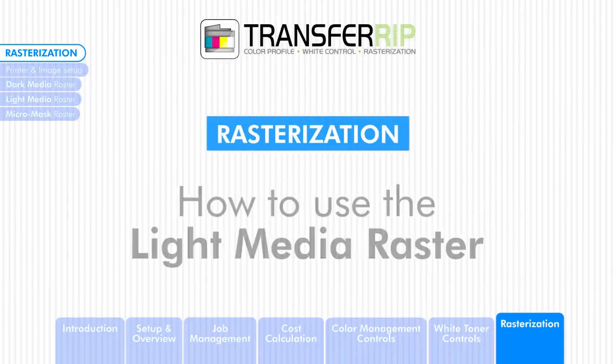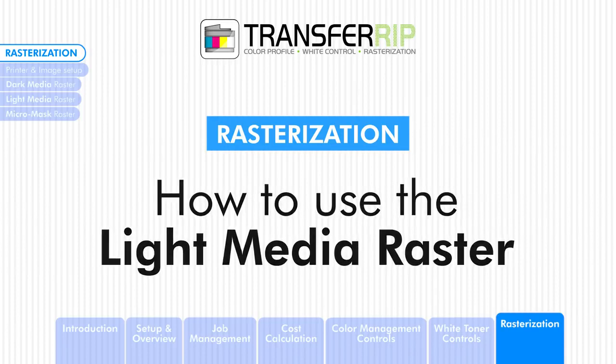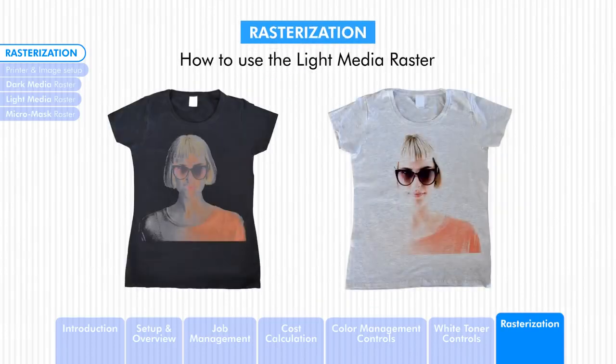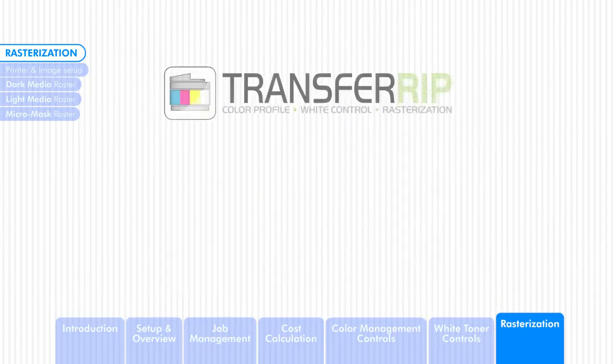The light media raster is best suited for printing onto light garments. Using the light media raster for printing onto dark garments is not recommended. The reason for this is because the light media raster removes the light areas of the image. The light areas of the image are necessary when printing onto dark garments.